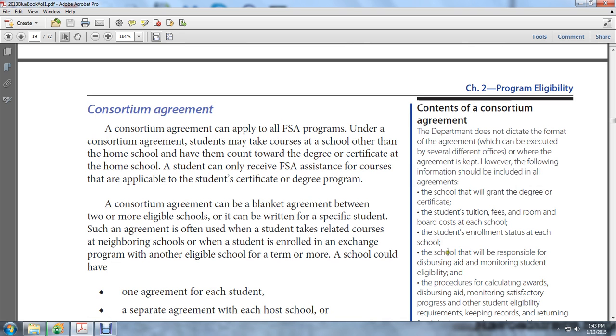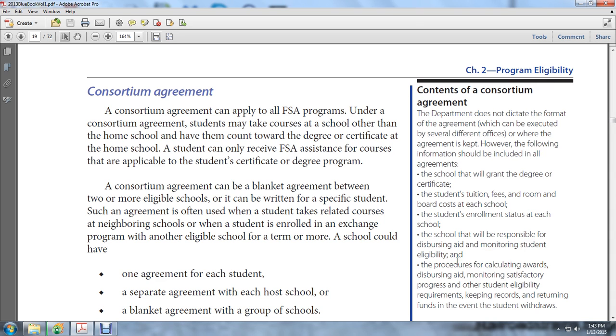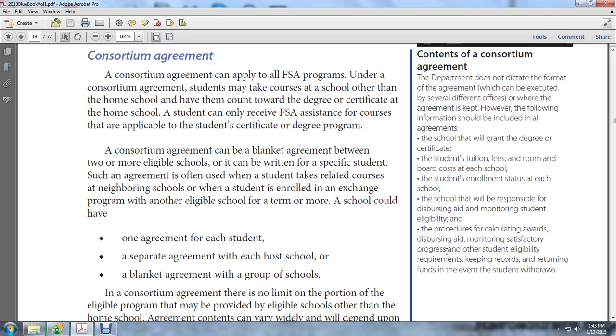The school will be responsible for disbursement, monitoring student eligibility, and the procedure of calculating awards, disbursing, monitoring satisfactory progress, other student eligibility requirements, and keeping the records of the returning of the funds in the event of the student withdrawal.